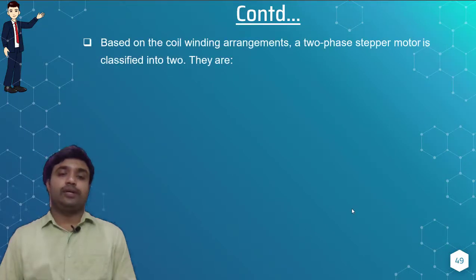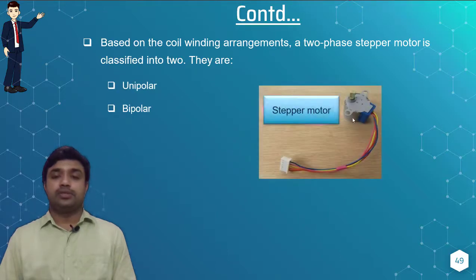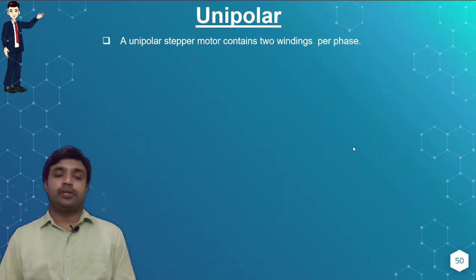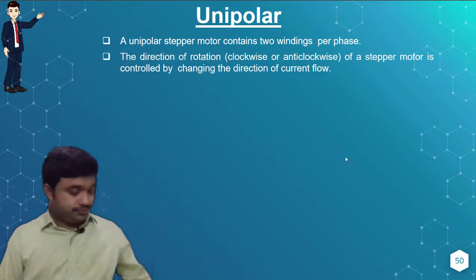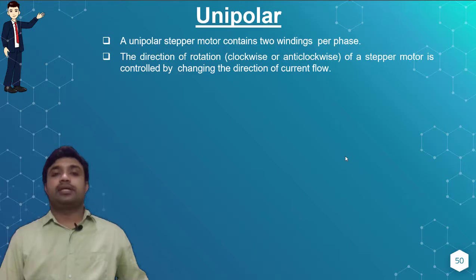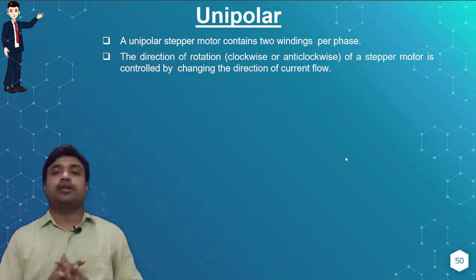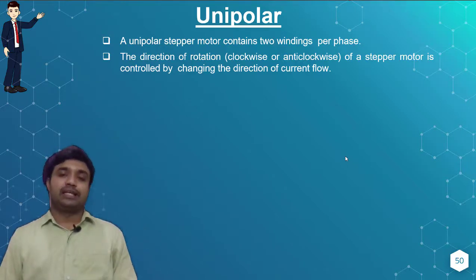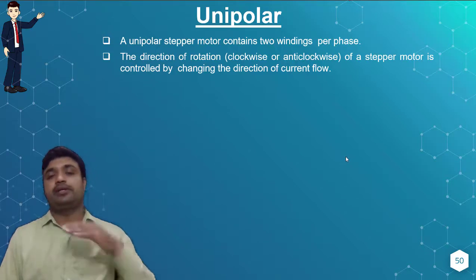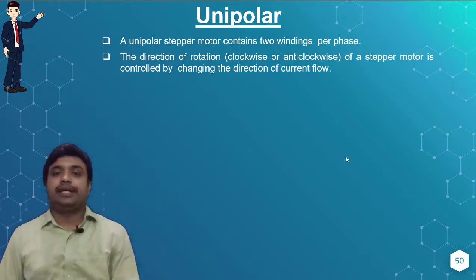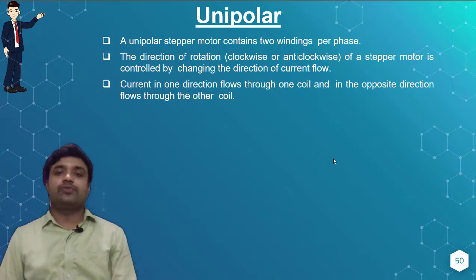Next, based on the coil winding arrangements, a two-phase stepper motor is classified into two types, that is unipolar and bipolar. So this is the normal stepper motor representation. The unipolar stepper motor contains two windings per phase. The direction of rotation, either clockwise or anti-clockwise, of the stepper motor is controlled by changing the direction of current flow. Okay, so we can operate the unipolar stepper motor in clockwise or anti-clockwise. The current in one direction flows through one coil, and in the opposite direction flows through the other coil.